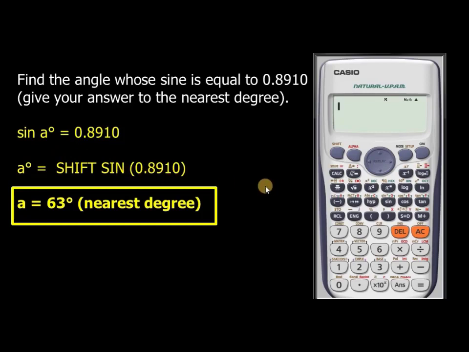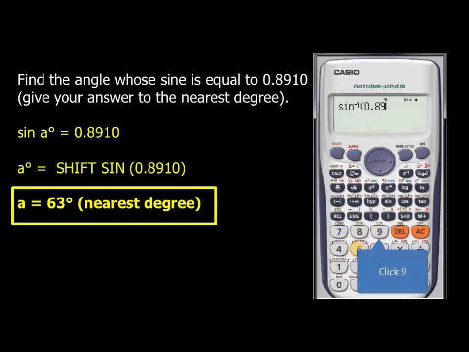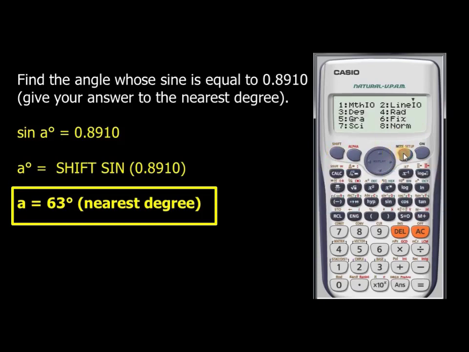So let's do this on the calculator. Shift sine 0.8910, close the bracket, equals. This is the full answer. We don't want any decimals in the answer, so we've got to do Shift, set up. We want to fix it, so number 6, and we don't want any decimals, so 0 decimal, click 0. There is the answer, 63 degrees, that's it.